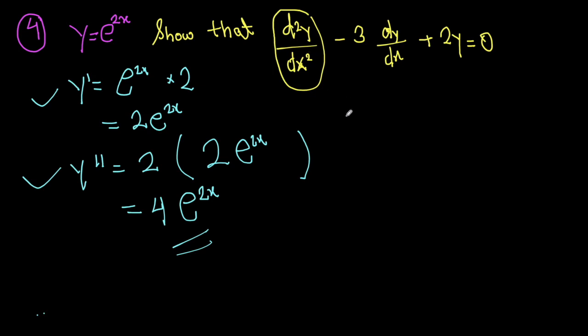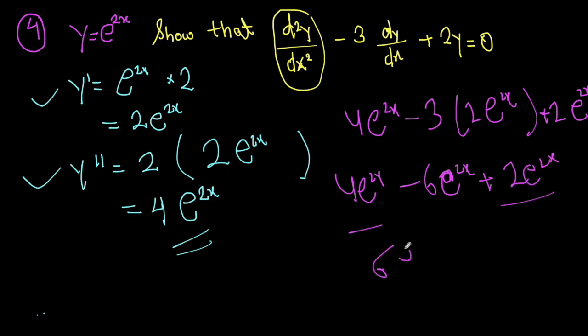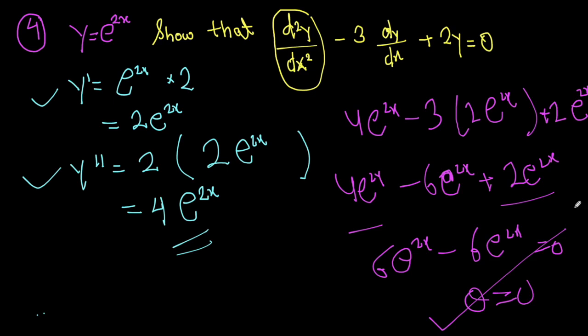So let's put them into the equation and see what we get. The second differentiation is 4e to the power 2x, minus 3 times the first differentiation, which was 2e to the power 2x, plus 2y, and what is your y? e to the power 2x. So you'll get 4e^2x minus 6e^2x plus 2e^2x. This and this will be added up, 6e^2x minus 6e^2x, and that is equal to 0. So what we have proved is 0 is equal to 0, which means we have shown that this is 0.